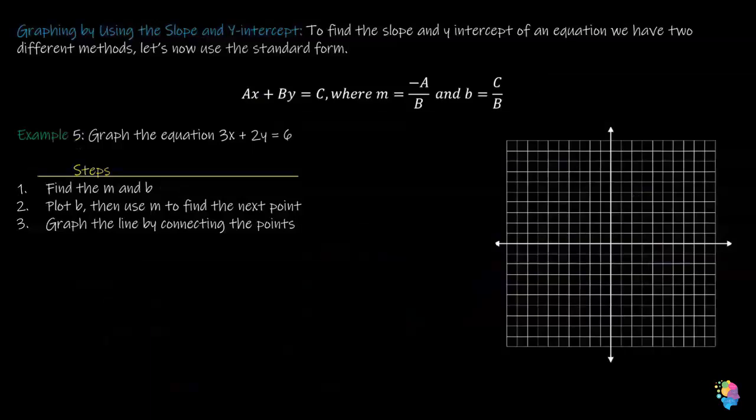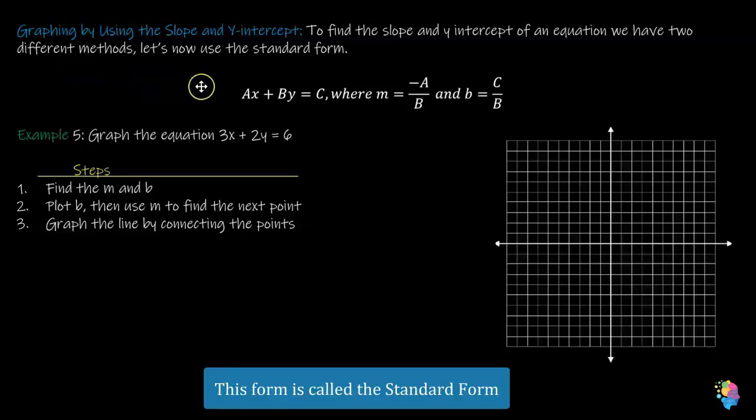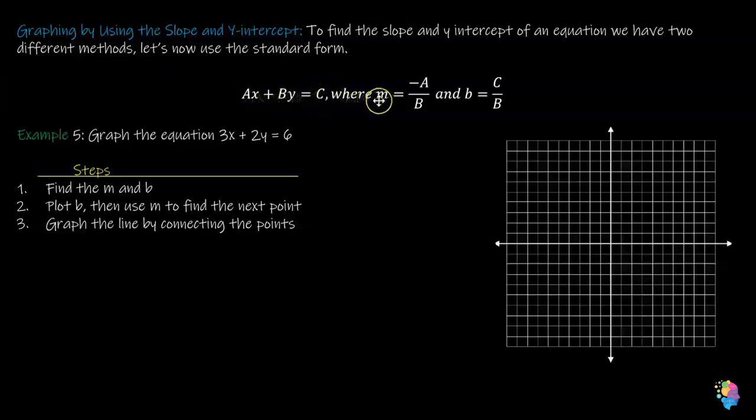If we don't want to solve for y, we can still find the slope and the y-intercept using the following formulas. So if your equation is in this form, where you have the ax and the by on the left side equal to a c, a number, then the slope can be found by using -a/b, and the y-intercept can be found by dividing c/b.